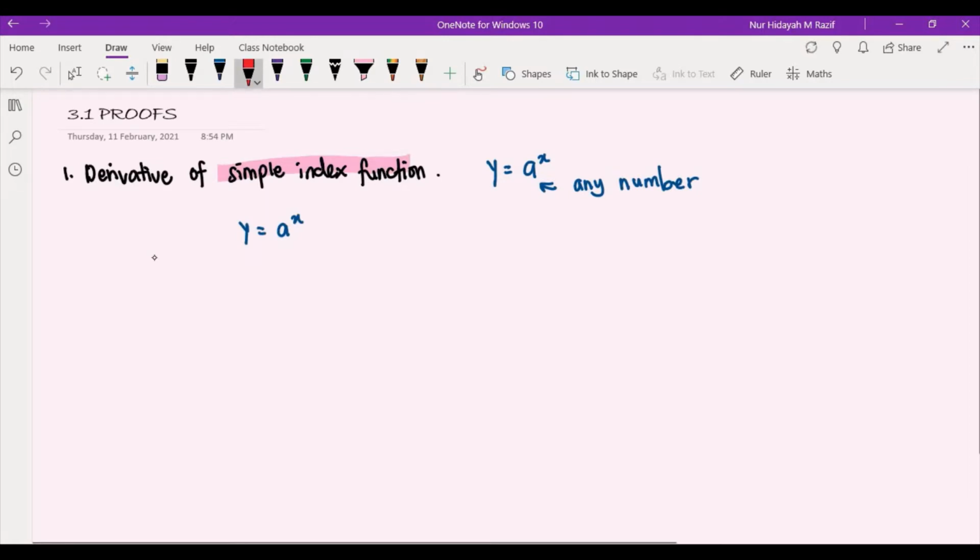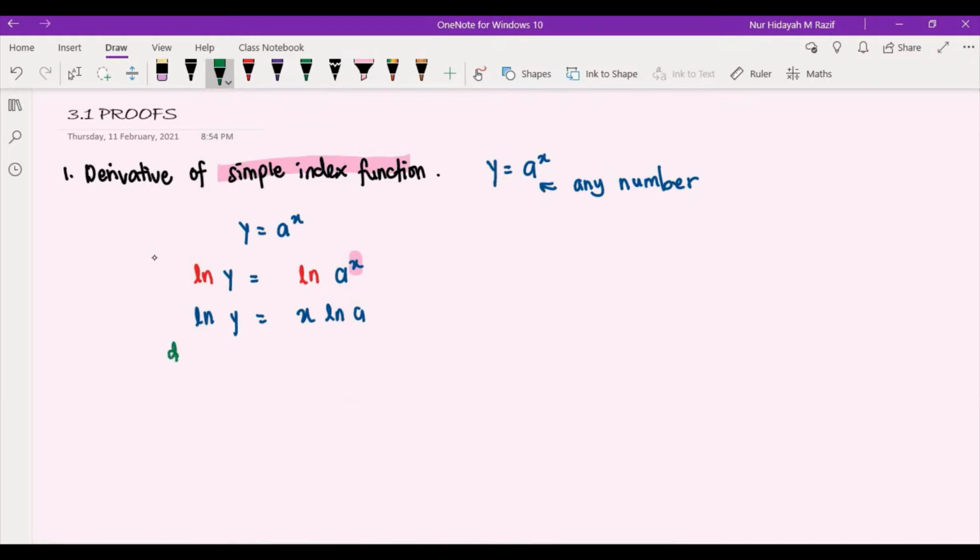And next what we are going to do is apply ln on both sides of the equation, and I'm going to have ln of y is equal to ln of a to the power of x. And by using the rule of log, we know that we can take x to the front, and hence I will then have ln y is equal to x times ln a. And from here now we are going to differentiate both sides.